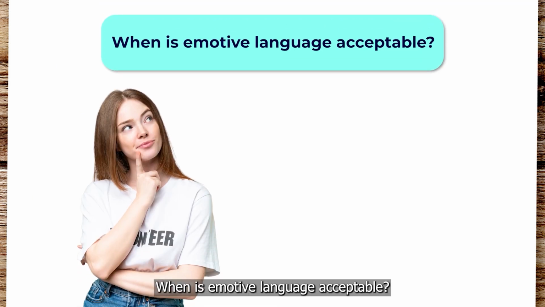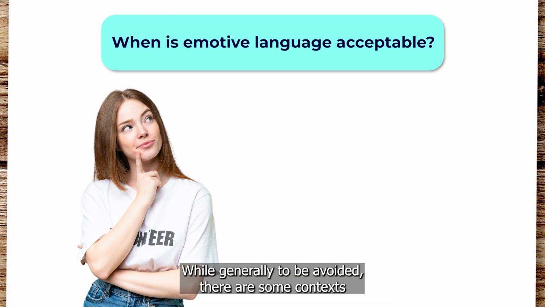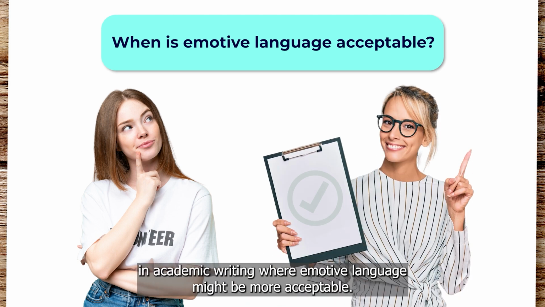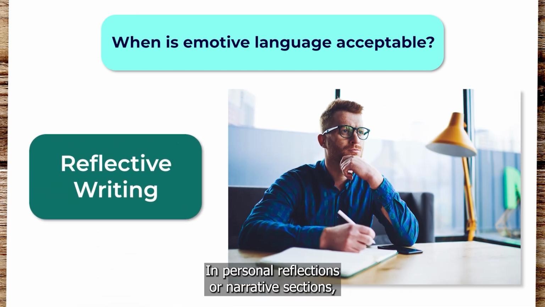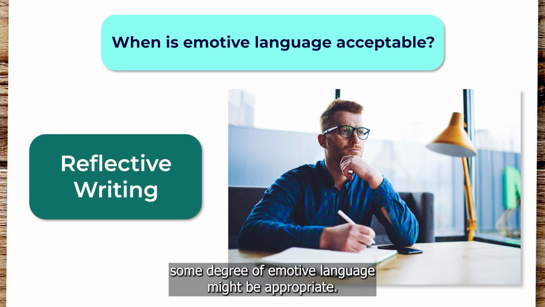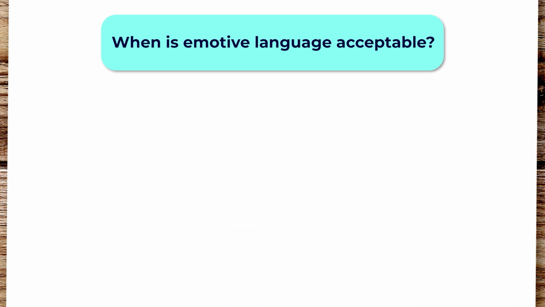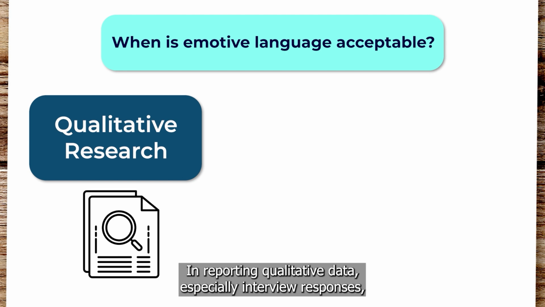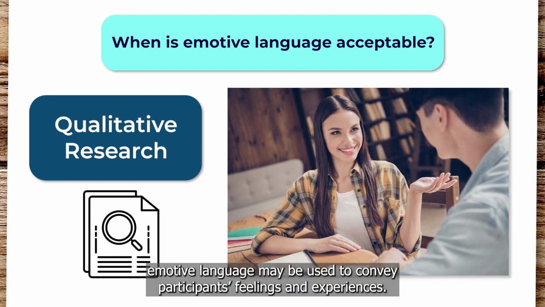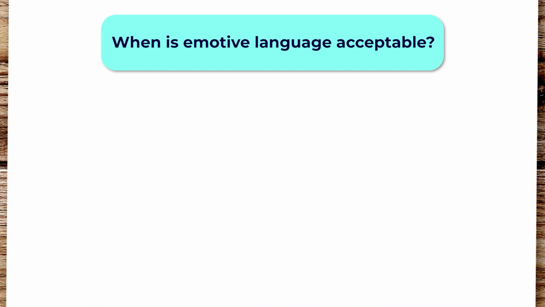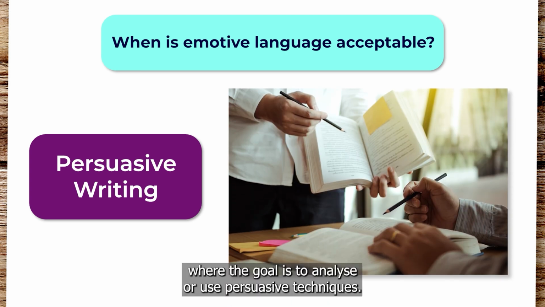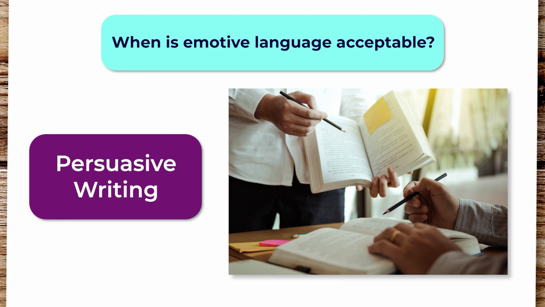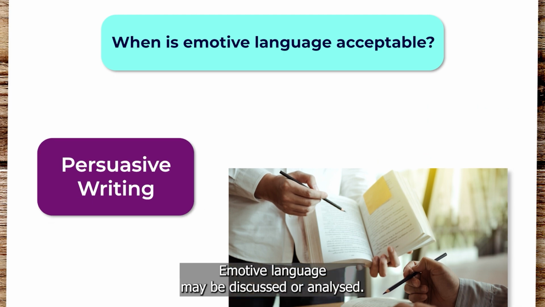When is emotive language acceptable? While generally to be avoided, there are some contexts in academic writing where emotive language might be more acceptable. Reflective writing: in personal reflections or narrative sections, some degree of emotive language might be appropriate. Qualitative research: in reporting qualitative data, especially interview responses, emotive language may be used to convey participants' feelings and experiences. Persuasive writing: in specific disciplines like rhetoric or literature, where the goal is to analyze or use persuasive techniques, emotive language may be discussed or analyzed.